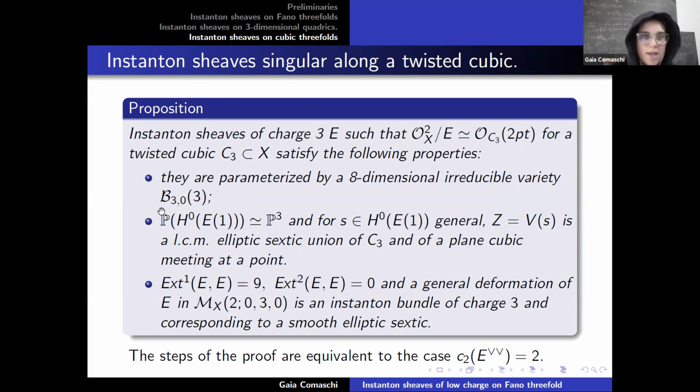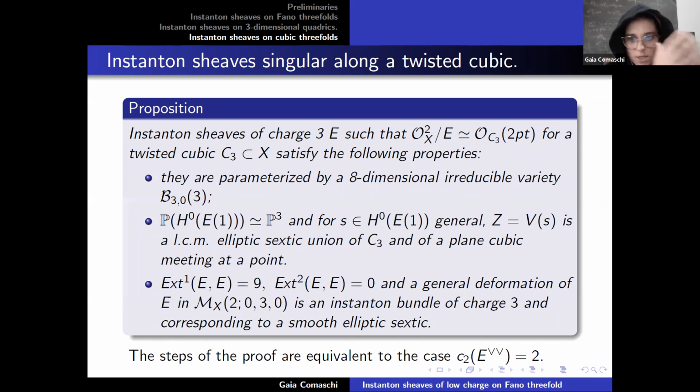We have again that to each sheaf we can associate a three-dimensional family of locally Cohen-Macaulay curves that this time will be the union of the twisted cubic, that is the singular locus, plus a plane elliptic curve that meets the twisted cubic at a point. Once again, we can compute the dimension of these Ext groups, and state that a general deformation will be an instanton bundle that corresponds to a smooth elliptic sextic.